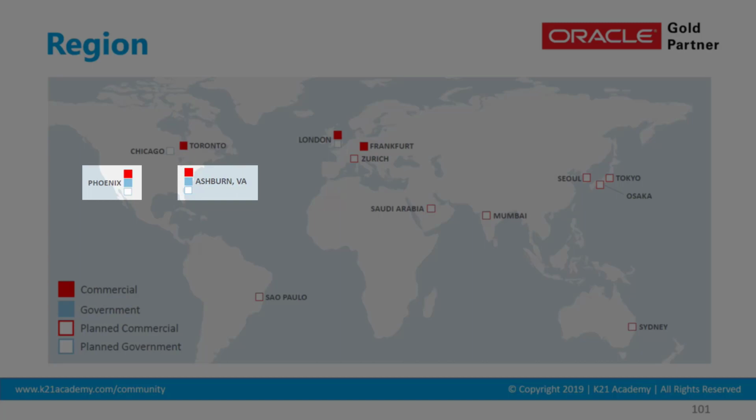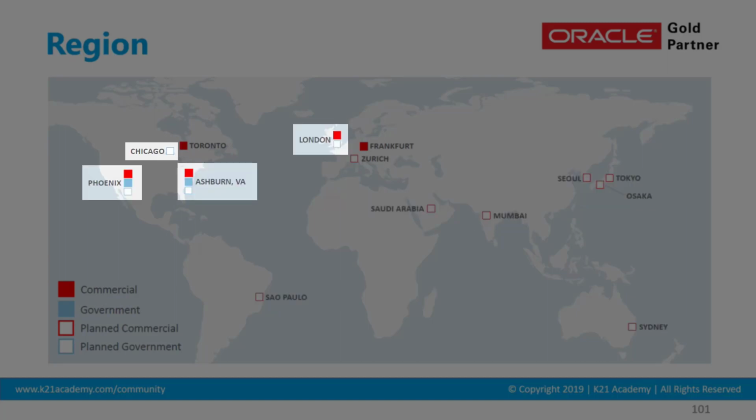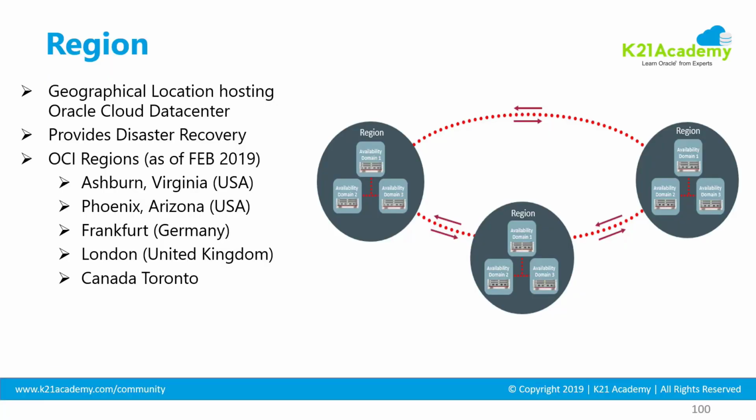The blue ones are government ones. The red circles are the planned commercial ones, so there are more planned for Mumbai, Tokyo, Saudi Arabia, and Australia too. And the square with a blue outline and white inside are planned government OCI data centers. So there's a lot more coming in 2019. So assume a region as a data center where your data resides.